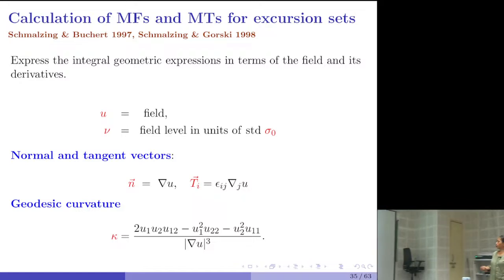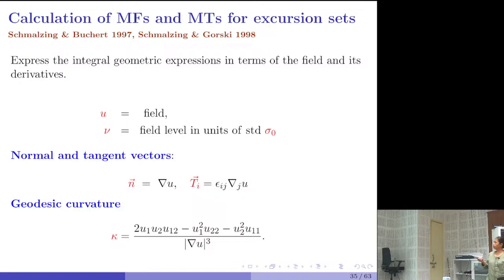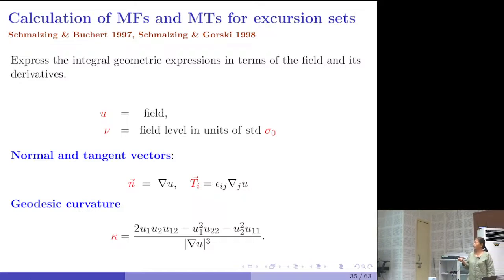Okay, so this is a method of which I think one of the steps was first given by Smolzing and Booker, and Smolzing and Gorski, in these papers. All right, so how do we do this? In order to do this, we know that the problem is identifying the excursion set boundaries and what pixels are included.